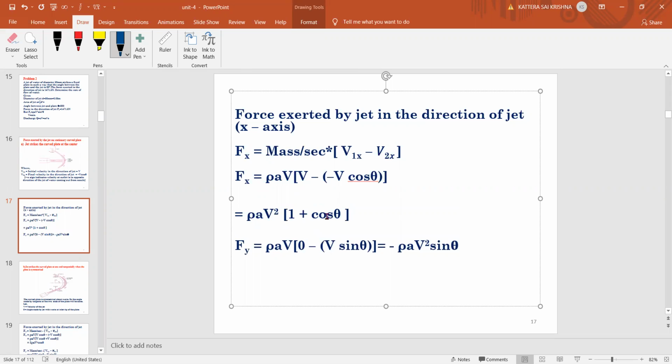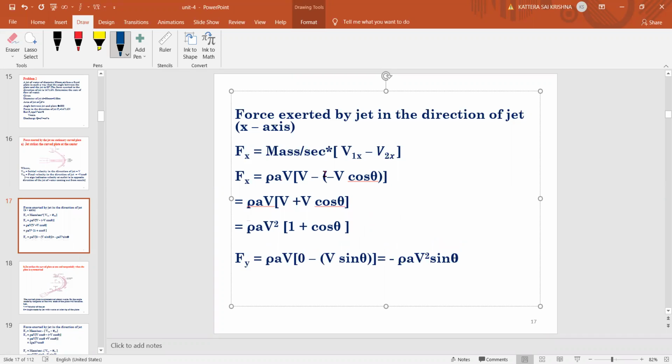Before this, we have one more term. What is that? This minus and minus becomes plus. So rho A V into V plus V cos theta. From these two, V is common, so V is removed out. So it becomes rho A V square into 1 plus cos theta. So this is the force exerted by the jet in the X direction.